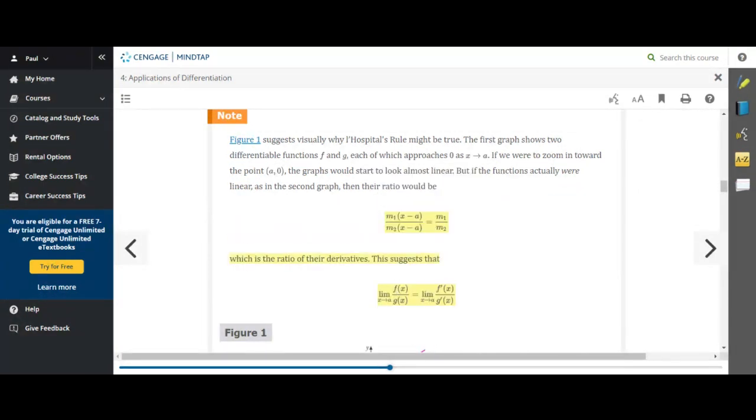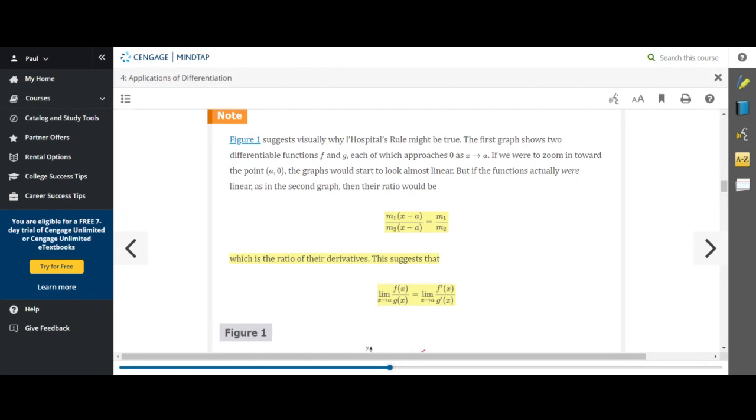So the ratio of the two tangent lines is equal to m1 over m2. And so that's the ratio of the derivatives. Therefore, the limit of f of x over g of x as x approaches a is equal to the limit of the ratio of the derivatives as x approaches a, because the derivatives are slopes. So the ratio of two slopes is the same as the ratio of two derivatives.